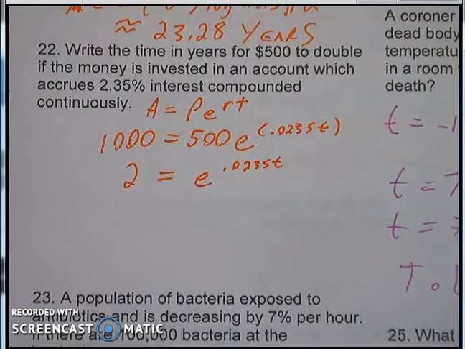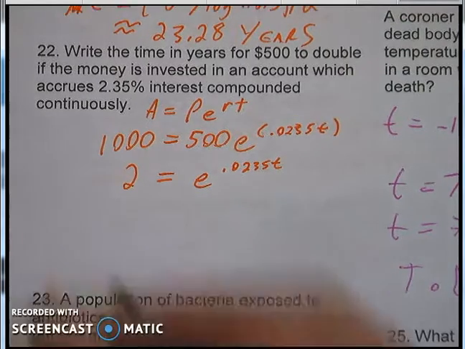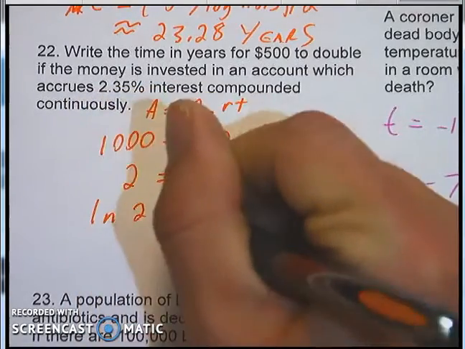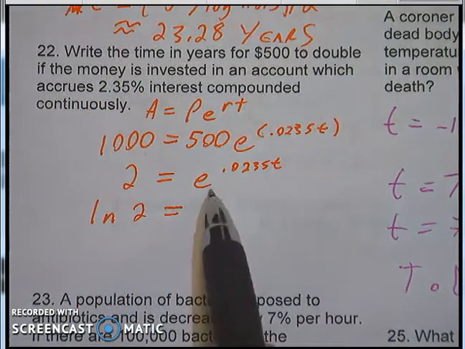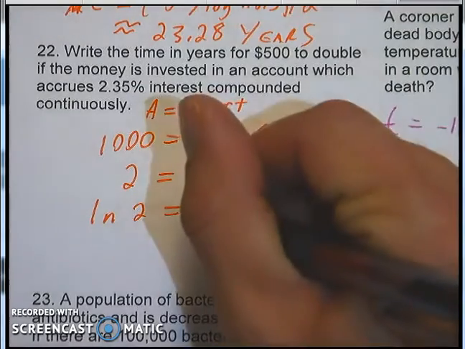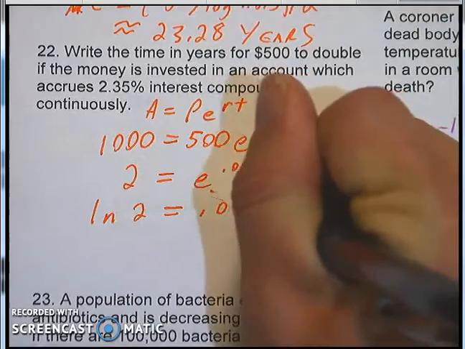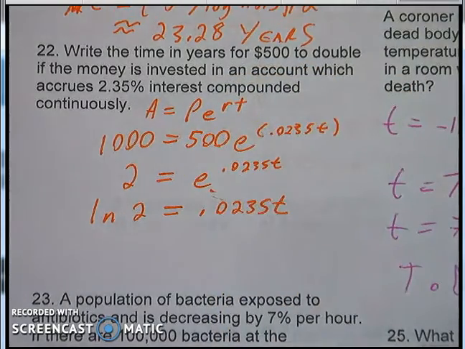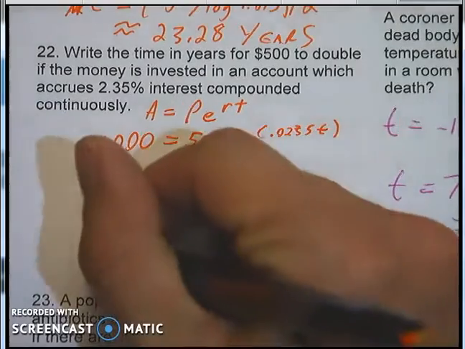And then what I want to do is get rid of that e, and I have to remember that the inverse of an e is a natural log. So I'm going to take the natural log of both sides. Natural log of 2. Now when I take the natural log of this side, it's going to cancel out with the e, simply leaving me with 0.0235 t. So all that remains is that exponent on the right-hand side. To get the t by itself, divide by 0.0235.